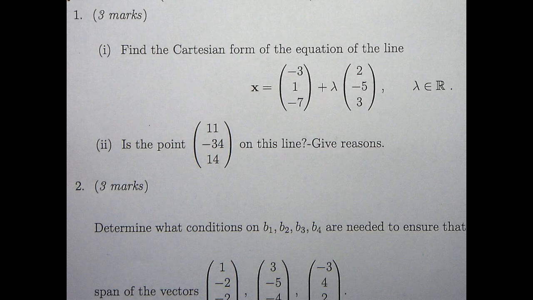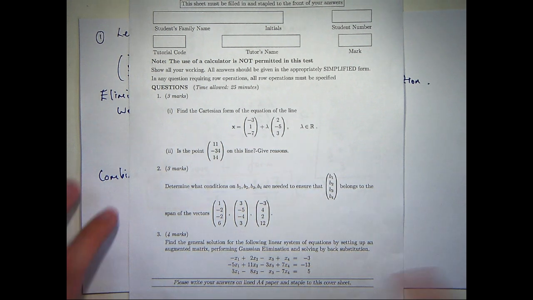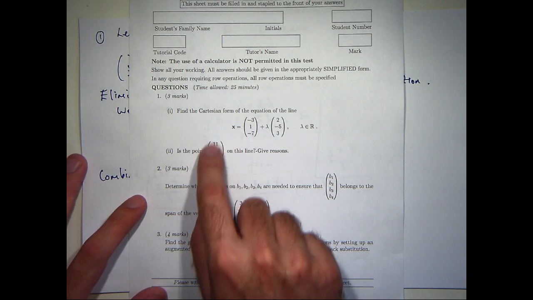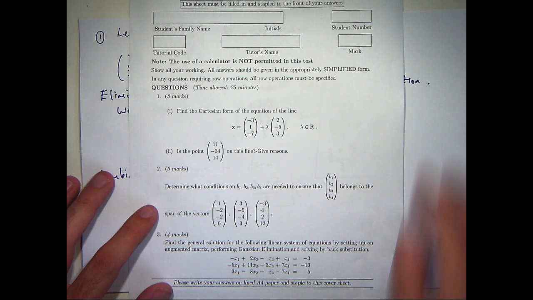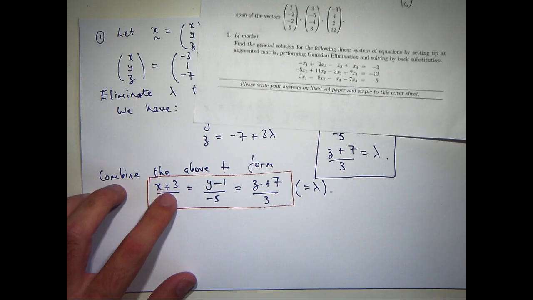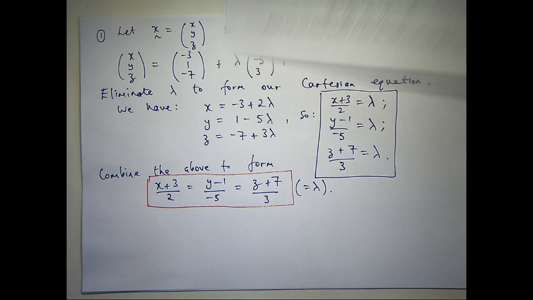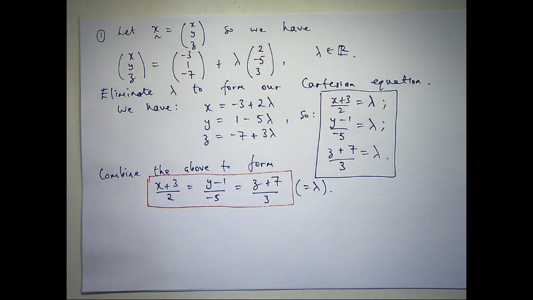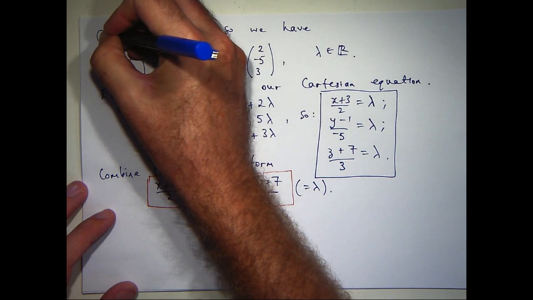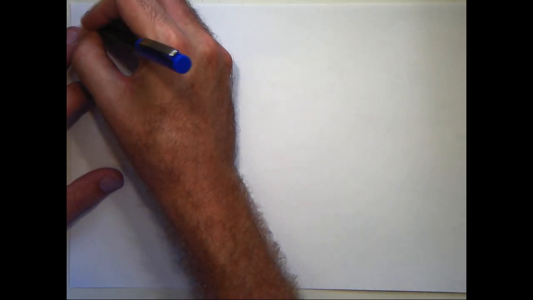In part II, we're asked to determine whether this particular point lies on the line associated with this equation. We're asked to give reasons. So all we're really going to do here is see if this point satisfies our Cartesian form of the line. So that's part I. Okay, so let's move on to question 1, part II.